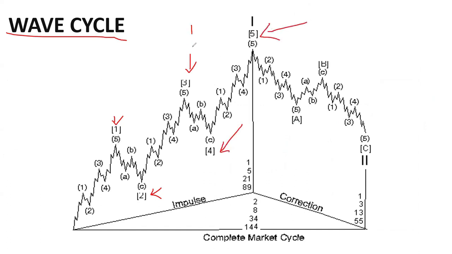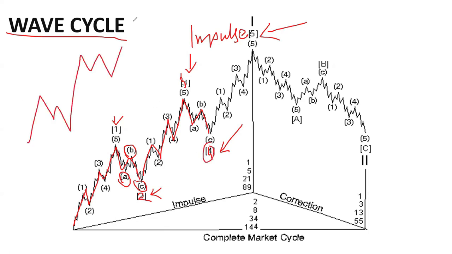So far we have been looking at impulse waves. It's all impulse. Now we understand that waves 1, 3 and 5 are impulses. This means that after the 5 waves 1, 2, 3, 4, 5, there will be 3 corrections again. This forms a wave cycle with these 8 waves in total. That is, here there are 3 corrective waves and 5 impulsive waves. On the impulse side there are 5 waves, and on the correction side there are 3 waves.